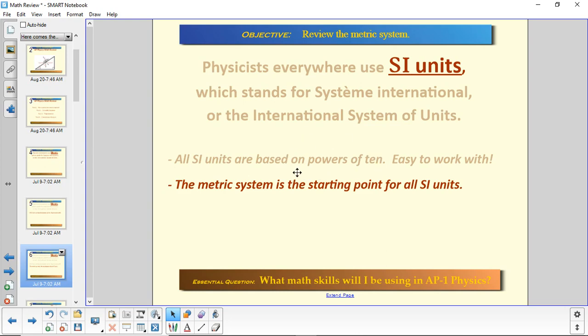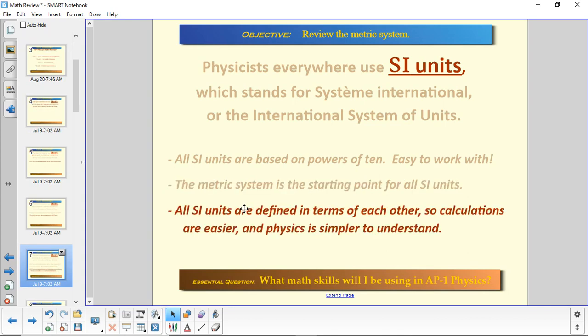That's where this powers of 10 thing came from, is that SI units can be traced back to the metric system. And that's why we need to learn the metric system or review the metric system, because that's pretty much all we use in physics. Now, all SI units are defined in terms of each other, and that means that calculations are easier and it makes the physics much simpler to understand.